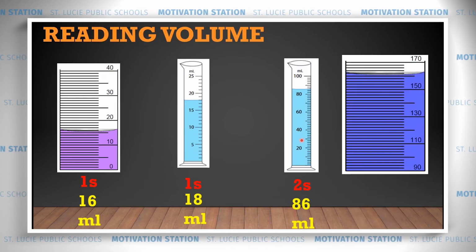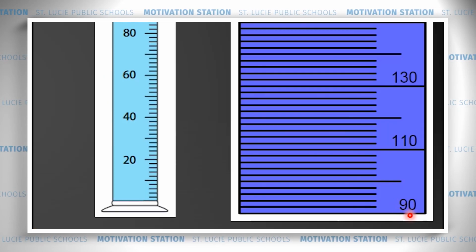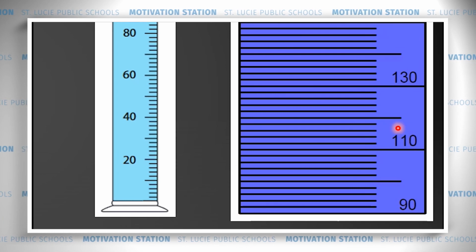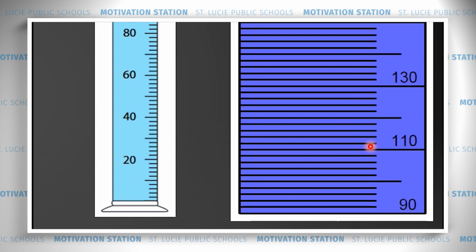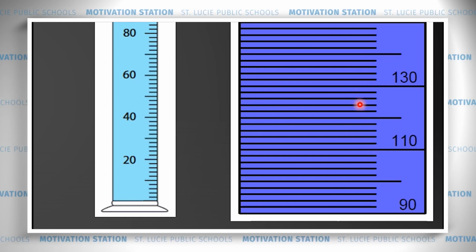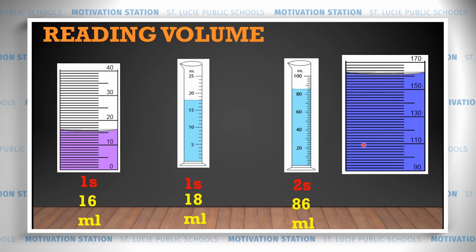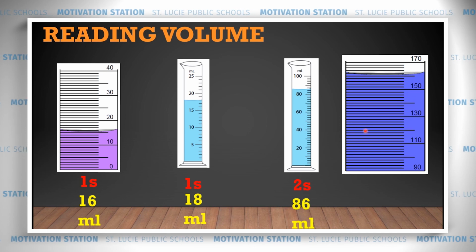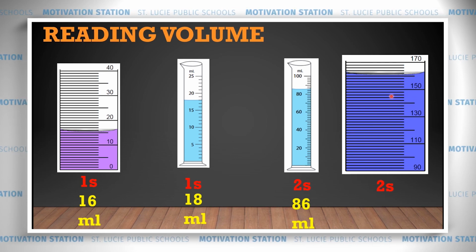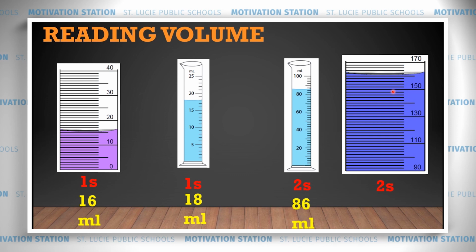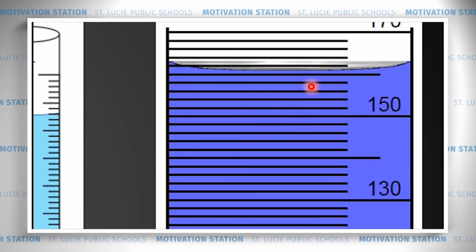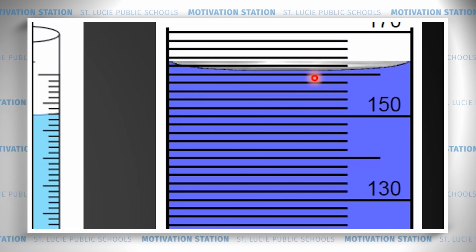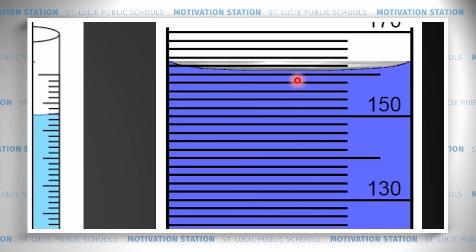Last one. Oh, this one's counting by 90, 110, 130. It's still counting by 20s. And then there are 10 lines in between from 110 to 130. So it's just like this one. Each one is worth 2. And so when I go to read my volume, I start at my 150, 152, 154, 156, 158, 160, maybe up to 162.